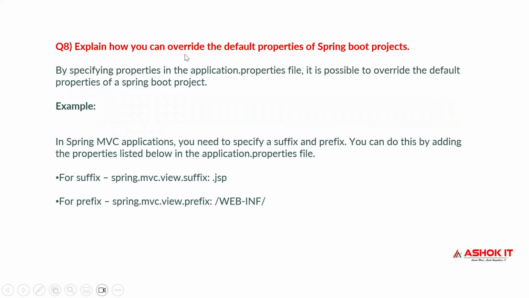Explain how you can override the default properties of Spring Boot. By specifying properties in an application.properties file, it is possible to override the default properties in a Spring Boot project. We also have this example here: in a Spring MVC application, if you need to specify a suffix and prefix, then you can do this by adding the properties that are listed below. You can see this. So we can do it like this in the application.properties file.